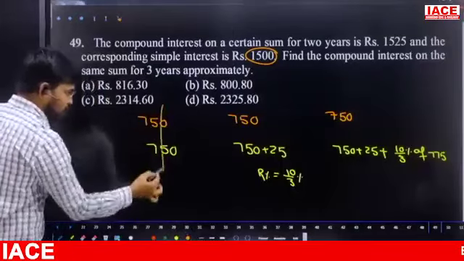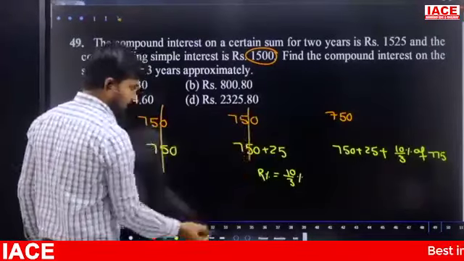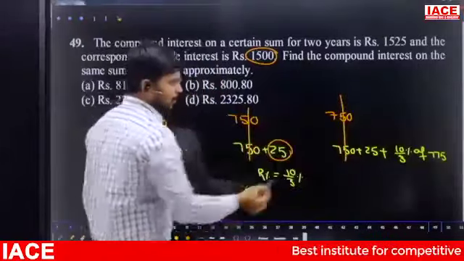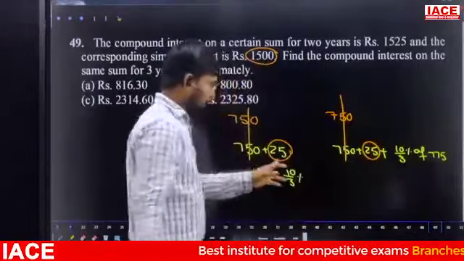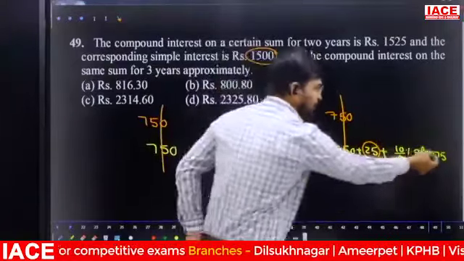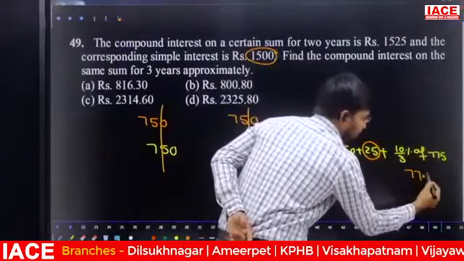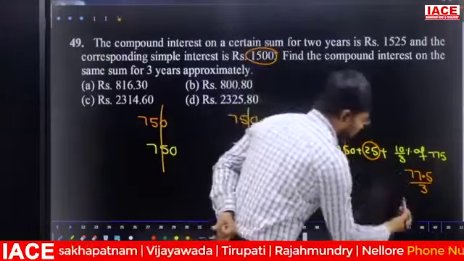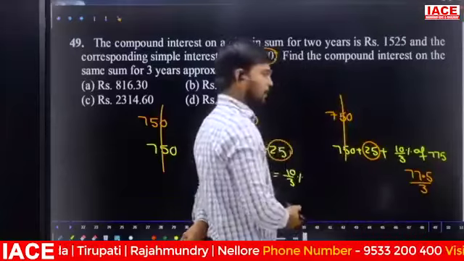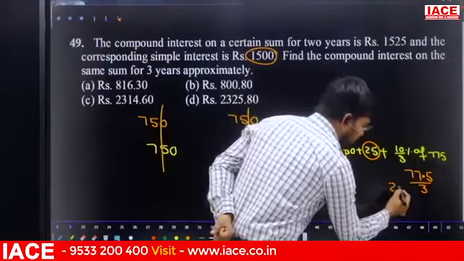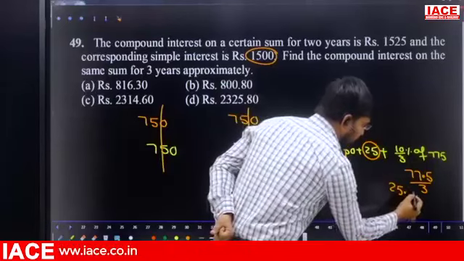First year difference is 0, in the second year this one gets cancelled. Here the difference is 25. Here 750 gets cancelled. Here 25 is there. So 25 plus 10/3% of 775. First of all 10% is 77.5, divided by 3. So 25 goes 75, remainder is 2.5. So approximately 25.8 something like that.